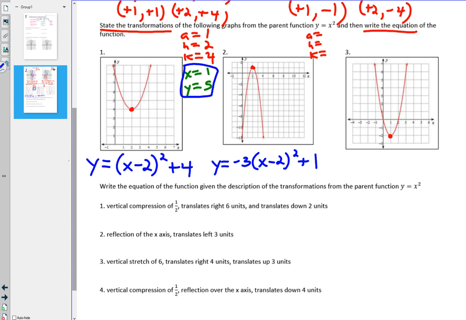And how do you know that that's going to be negative? It's going down. So we can agree by looking at this that h is going to be 2 and k is 1. That's the vertex. But how do we find a? Well, I just showed you how to find it algebraically.